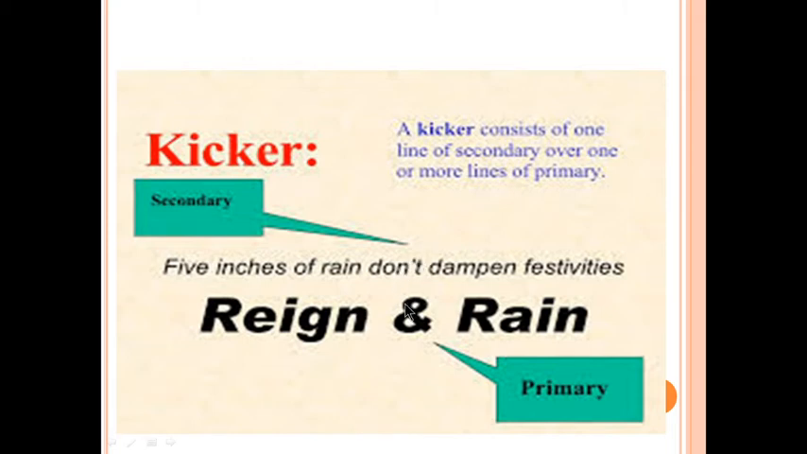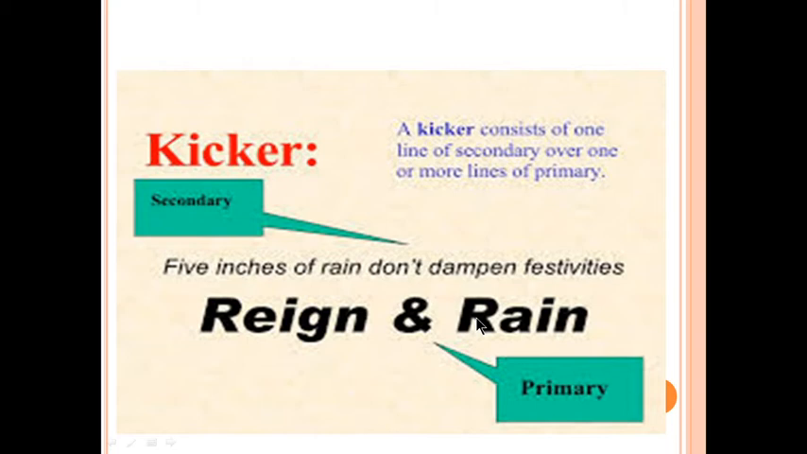See, here you can see two lines. This headline consists of two lines, and out of these two lines, which one is more important, or which one is the primary line? Yes, this one, the line which is written in bold letters, rain and rain. And the secondary line supports the primary line.